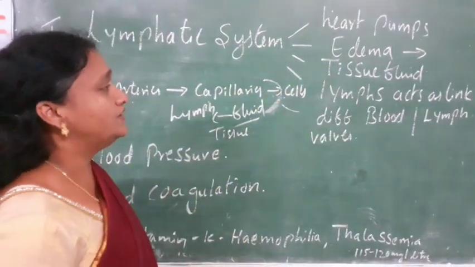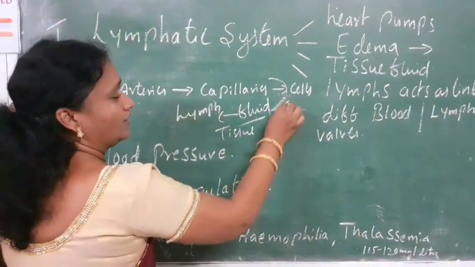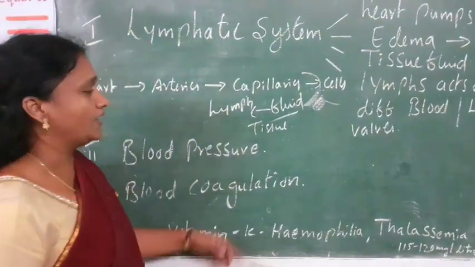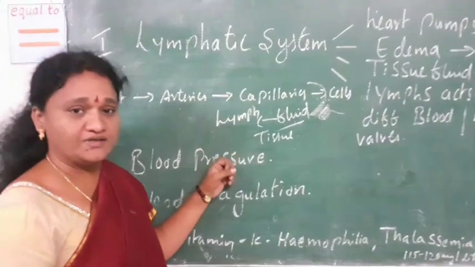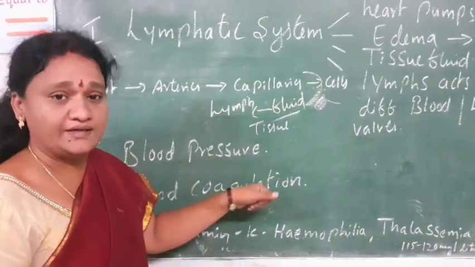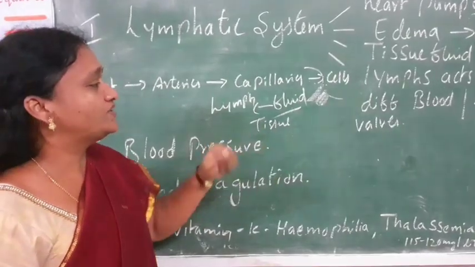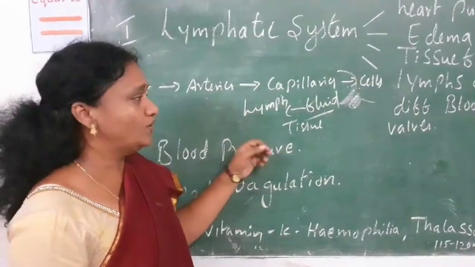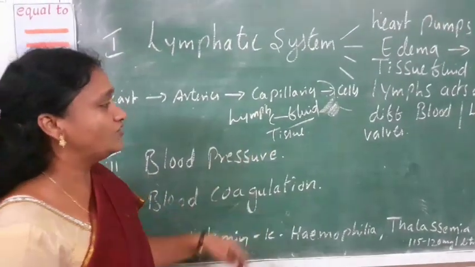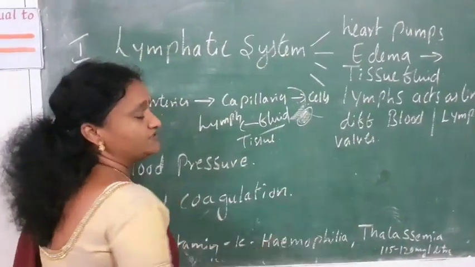Generally the fluid which is left over in the junctions is collected by the venous system. The venules will be collecting this tissue fluid and take it to the heart, and again it will be circulated in the blood. But only some amount of the fluid is collected by the venules. So it leaves a large amount of fluid at the junctions.